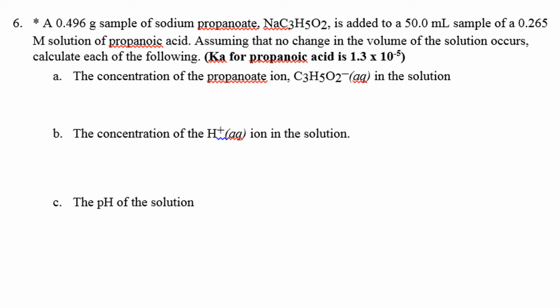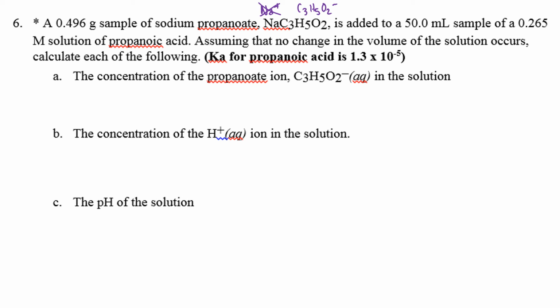Okay, so we're talking through these, and we're on problem number 6 now. So we've got a 0.496 gram sample of sodium propanoate, and whenever you see an ionic compound, you want to think about what ions it splits into. And keep an eye out for things that are typically spectator ions. So the sodium is probably insignificant. Really what we're saying is we're adding some of this ion to the solution.